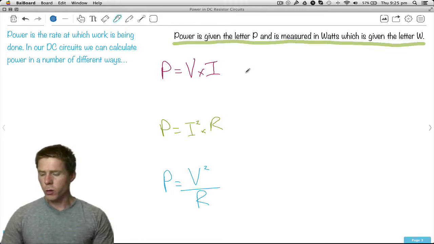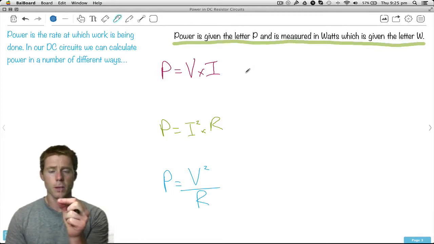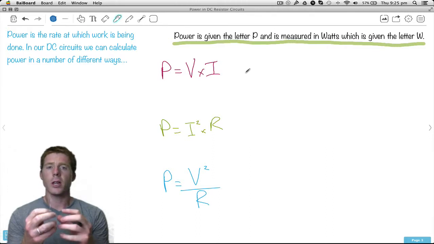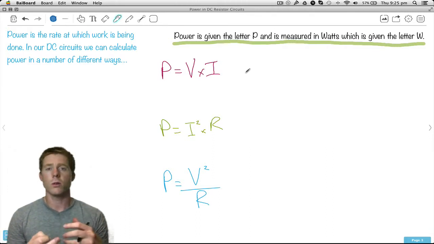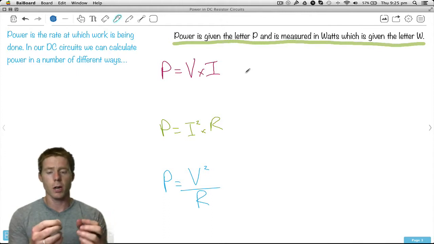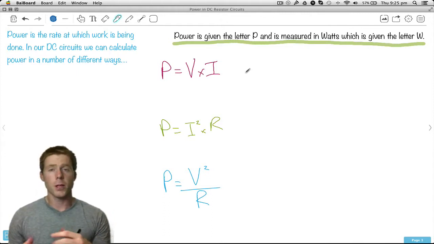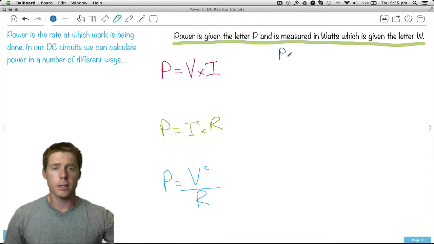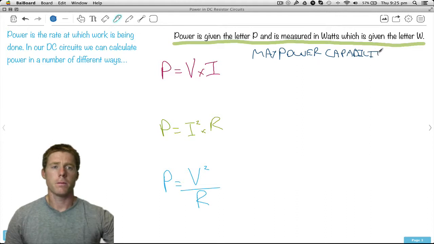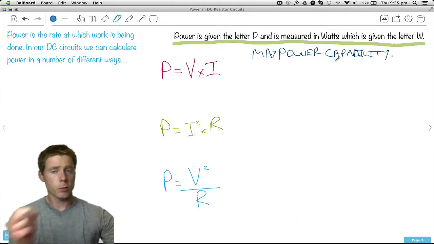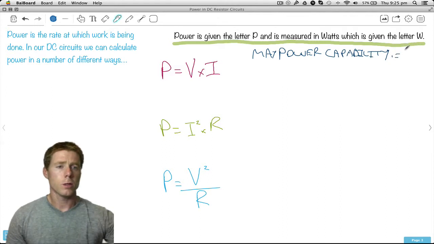I'll tell you right now, this 33 ohm resistor that I was using, if we were to look this up on the internet, if we wanted to go to say DigiKey or Mouser or eBay or whatever electronic store to buy our resistors, we could actually get some information about the resistors. One of the characteristics we're going to get is the maximum power capability. This particular resistor I was using was classified as a quarter watt resistor.